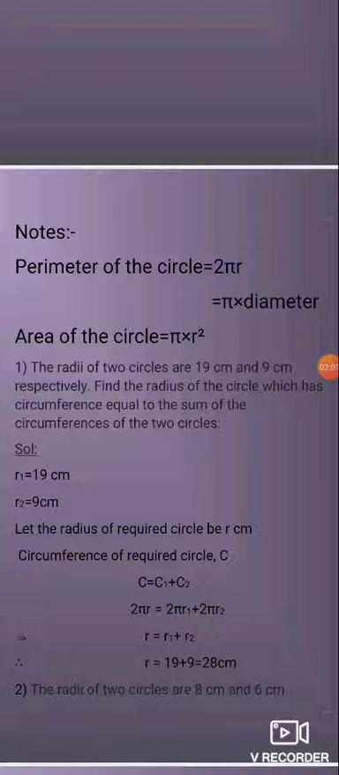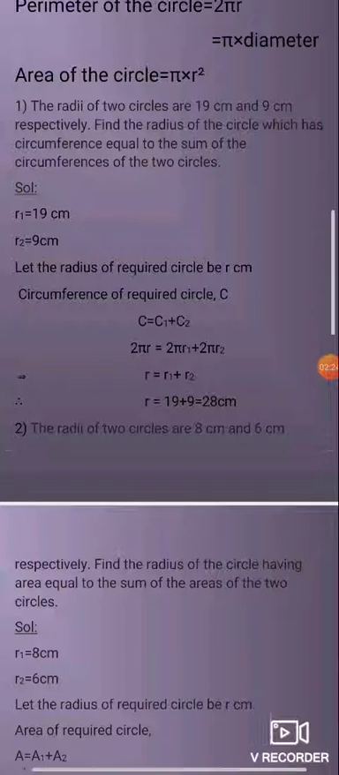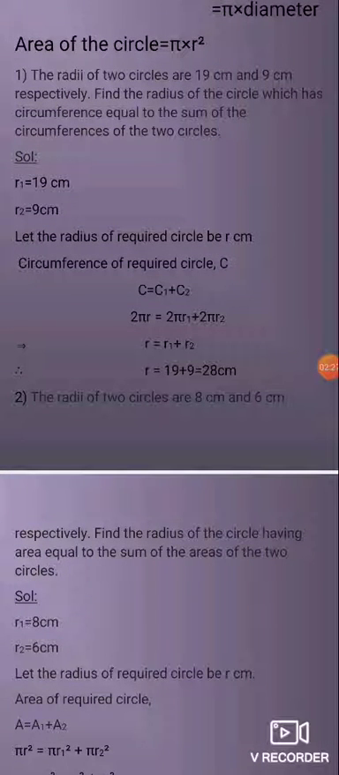Now, the second question is also the same type, but the equation only changed. The radii of the two circles are 8 centimeter and 6 centimeter respectively. Find the radius of the circle having area equal to the sum of the areas of the two circles. Now, R1, radius of the first one, is 8 centimeter and the second one is 6 centimeter. Let the radius of the required circle, the new circle, be R. Now, the condition: area of the new circle is the sum of the areas of the other two circles.